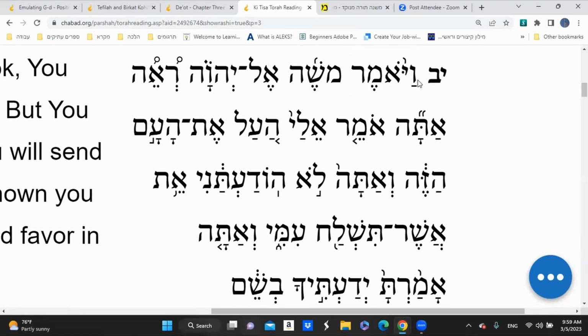Wayomer, you read it as if the aleph's not there, no glottal stop. Wayomer, Moshe.